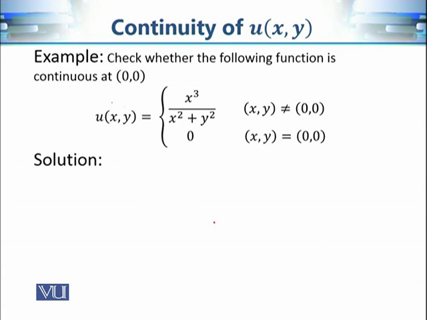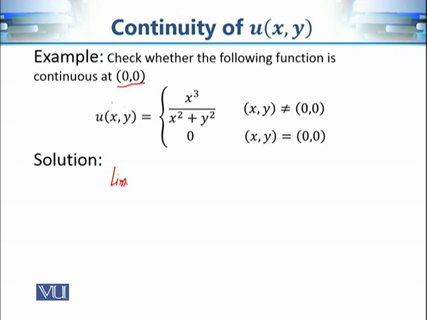Now let's try to solve this example. If we want to check the continuity at point 0, 0, then we need to check three conditions. The first condition: what is the limit when x, y approaches 0, 0? The second condition: what is the functional value? And the third condition: whether the limiting value and the functional value are equal or not.